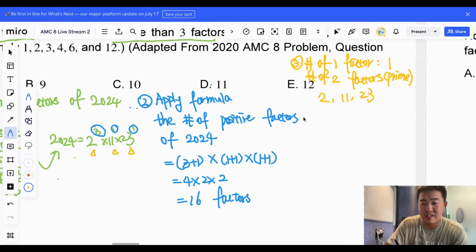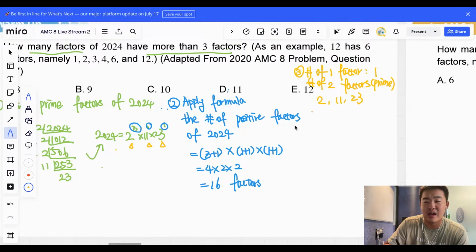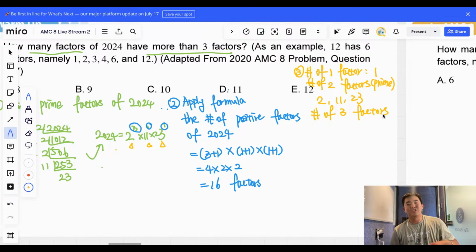Good. So let's think about the third case, number of 3 factors, okay? So we are talking about more than 3. So we need to exclude the 3 factor case. Which number has 3 factors? So here is a formula, okay? Remember that in the second step, we know the number of positive factors is just the exponent of each prime factor plus 1, then times together. Now, number of 3 factors is basically saying x plus 1 equals 3, and x is the exponent. In this case, x plus 1 equals 3, so x is 2.